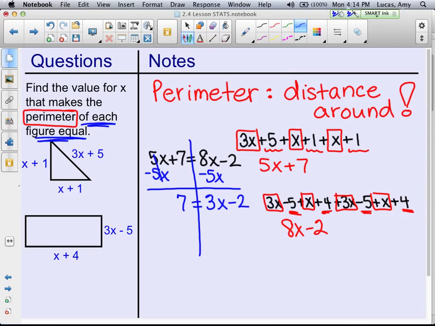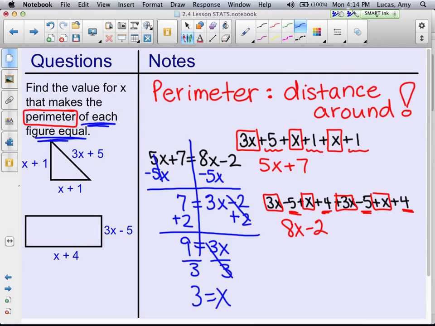Now it's a two-step equation. Married couple, third wheel. Add that 2. 9 equals 3x. Divide by my 3. And 3 equals x. Final answer. You could plug it in over here and make sure that it works. 3 plus 4 would give me a 7 here, 7 here. 3 times 3 is 9, minus 5 is 4, and a 4. So that perimeter is 22.